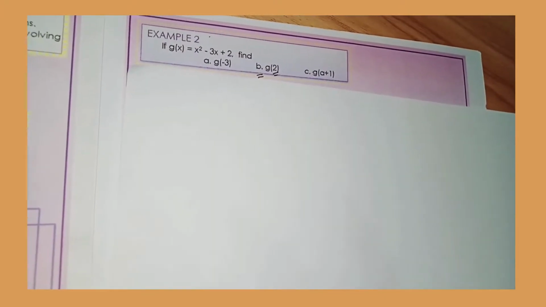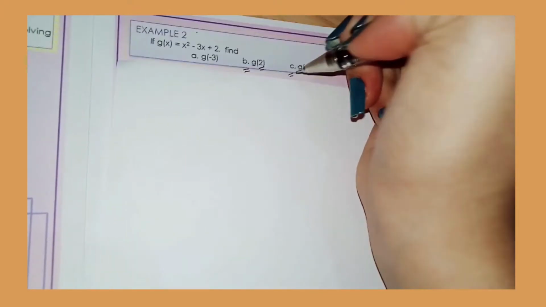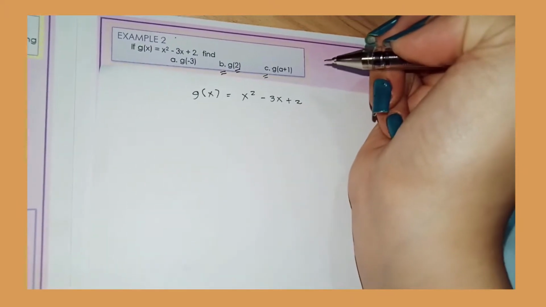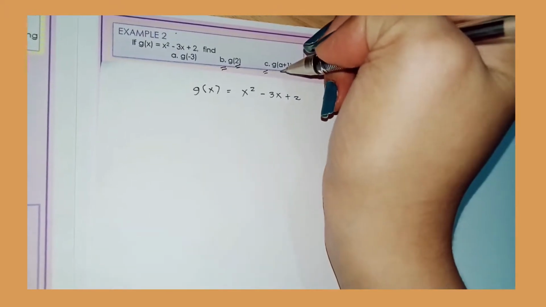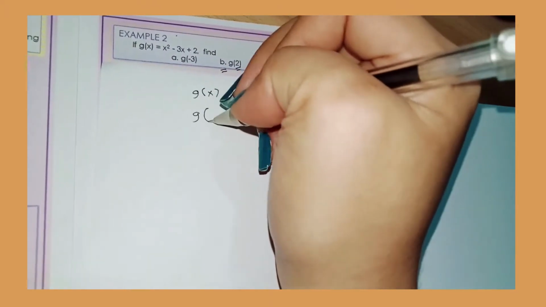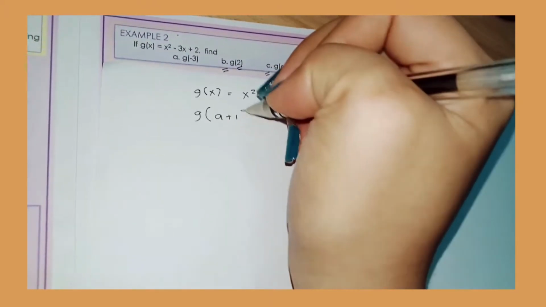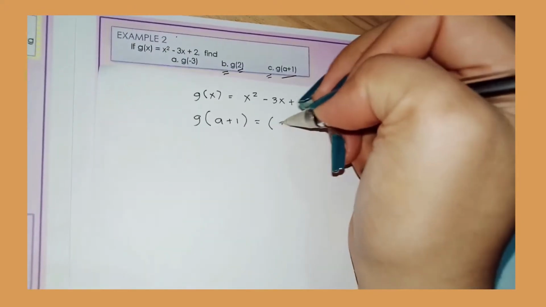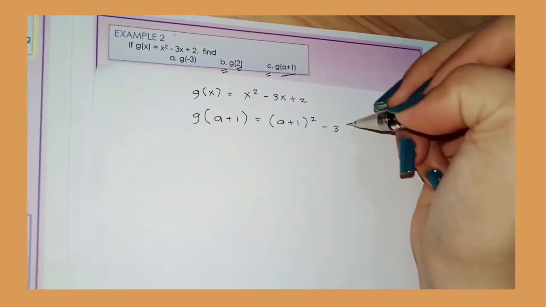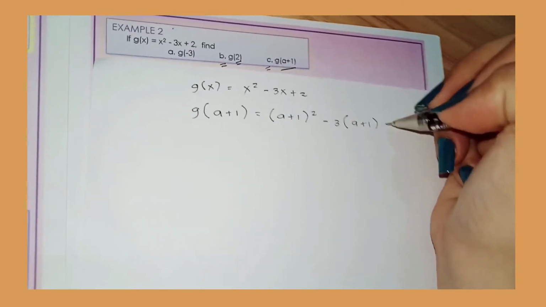Let's now have example number 2, letter C. So, first thing to do, same process, we need to copy the original equation. G of x is equal to x squared negative 3x plus 2. And then, lahat daw ng x, papalitan natin ng a plus 1. So, we have G, yung x papalitan ng a plus 1 is equal to a plus 1 squared minus 3 a plus 1 plus 2.